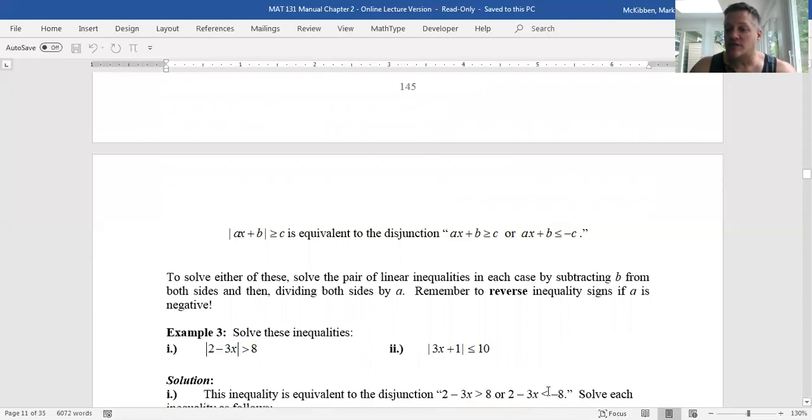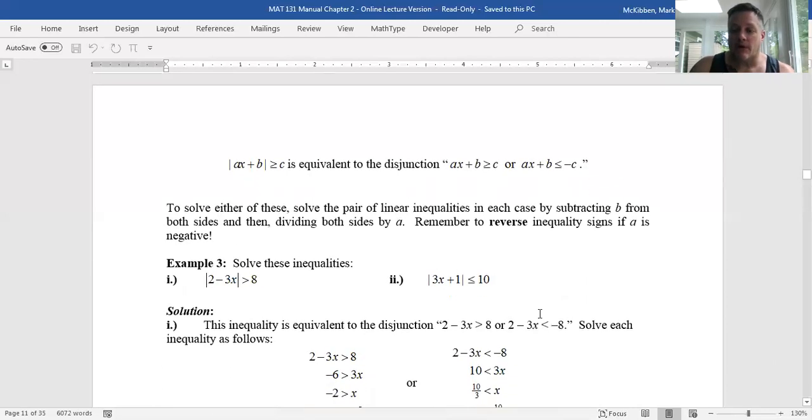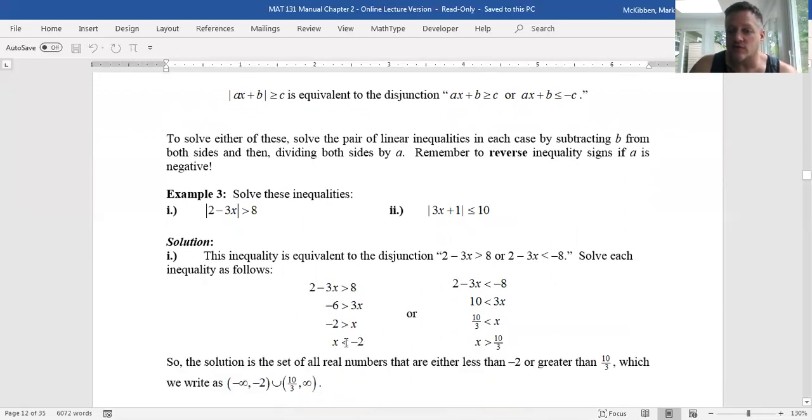Don't forget to change this sign to a negative 8, otherwise you're going to get everything satisfied. And then you solve each of these inequalities like you normally would. And so you get two rays, to the left of -2 and to the right of 10/3. We write this one as this interval or ray, and we write this one as this ray. The U sign in between means union. So the solution set of this inequality says that any x value that is either here or here would satisfy this.